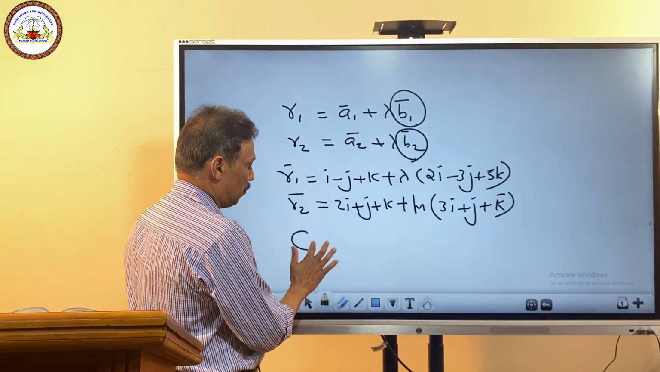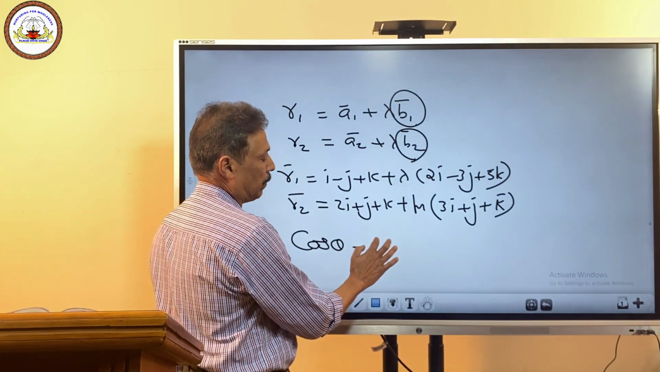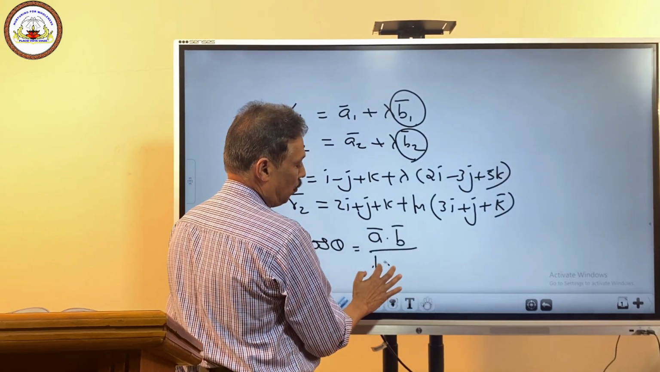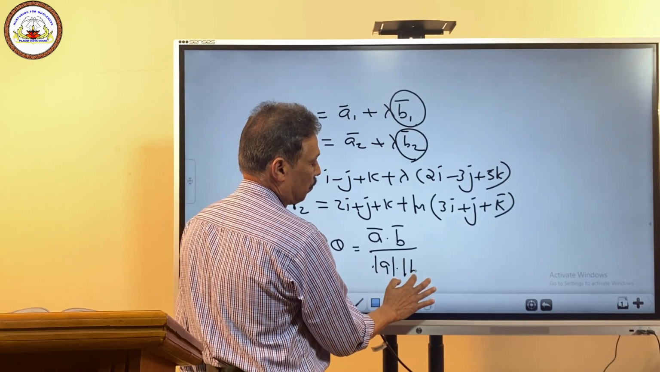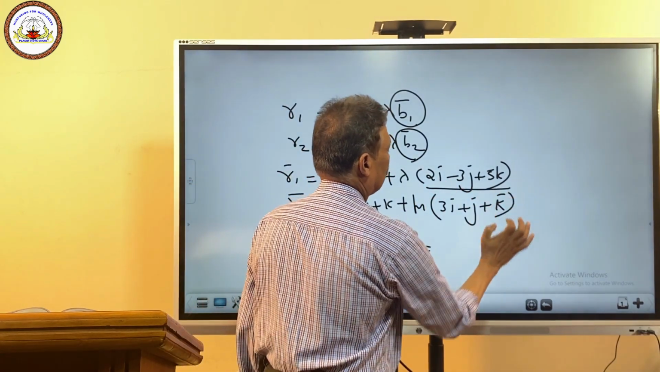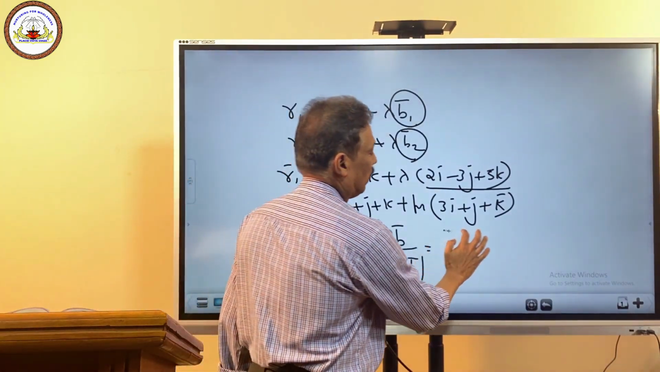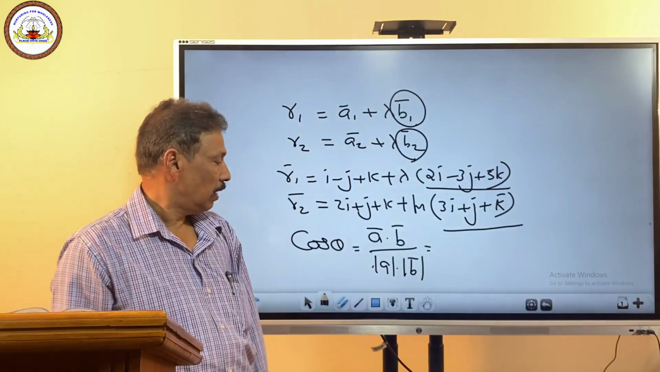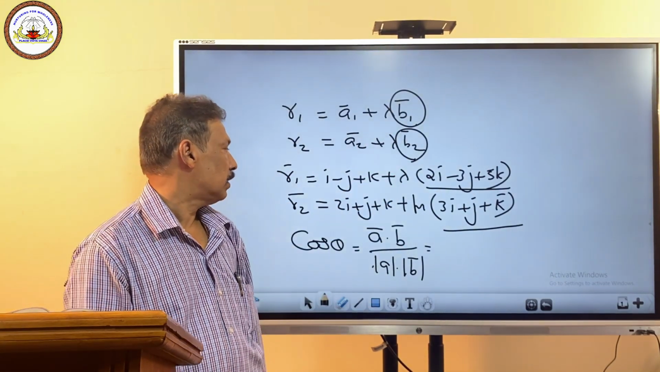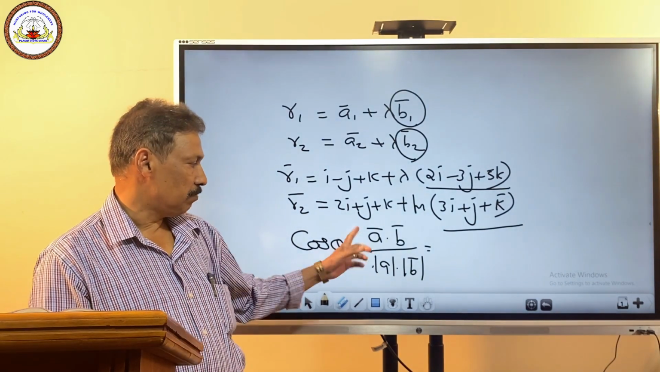Cos theta, the angle between two vectors, is given by a bar dot b bar divided by mod a into mod b. Here also we can take the first vector as 2i - 3j + 5k, and the second vector as 3i + j + k. For finding the angle between the lines r1 bar and r2 bar, we apply this formula.